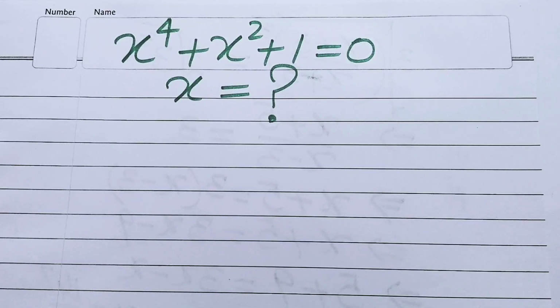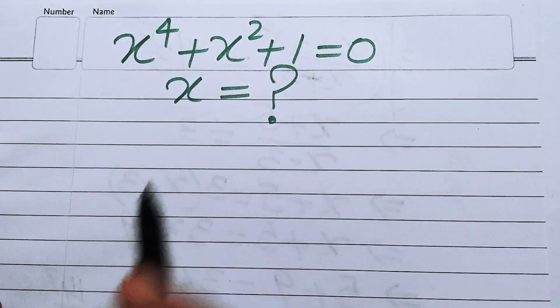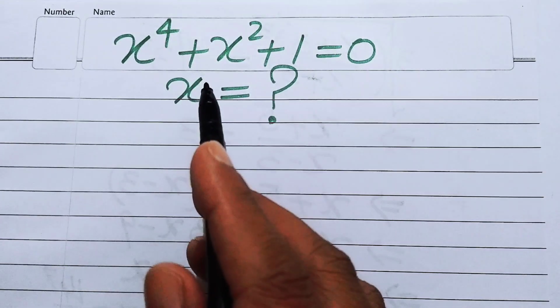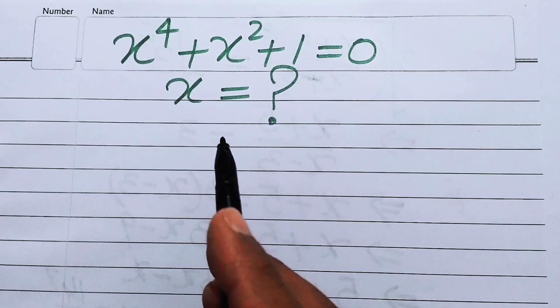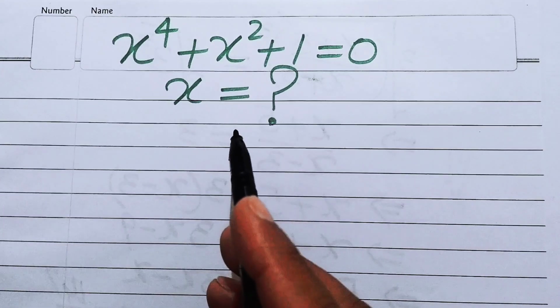Hello everyone, welcome to solve this math algebra problem. Here we have x to the power of 4 plus x square plus 1 equals 0, and we solve this problem for the values of x.